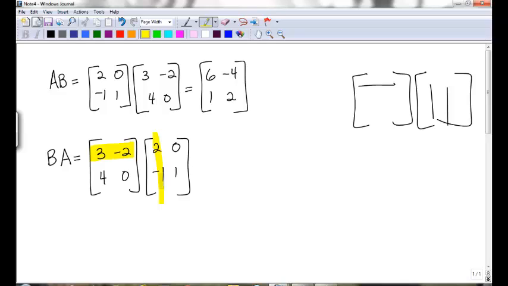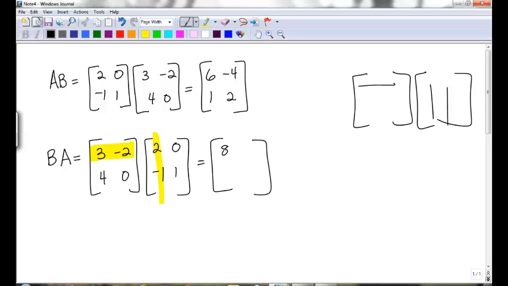Okay, so multiply these two. 3 times 2 would be 6. Go across here and down here. Multiply these two, negative 2 times negative 1, 2, and add them together would be 8. And how do you know where to put it? It was first row, first column. So over here it goes in the first row, first column. You stay with this row and go to the next column.